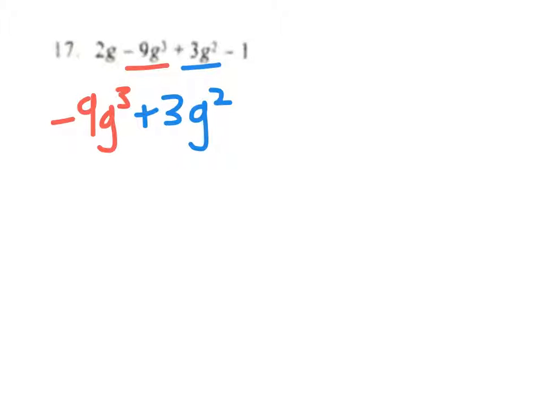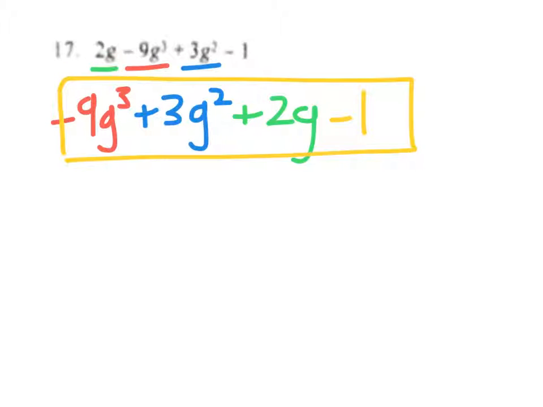We're doing the same thing for the next one. We need to rearrange it. So I notice we have a negative 9g cubed. I'm sorry, my picture is horrible. And then we have a plus 3g squared. We have a plus 2g, and we have a minus 1.